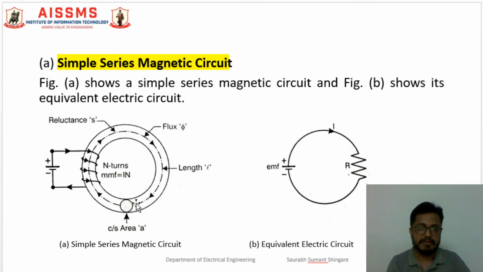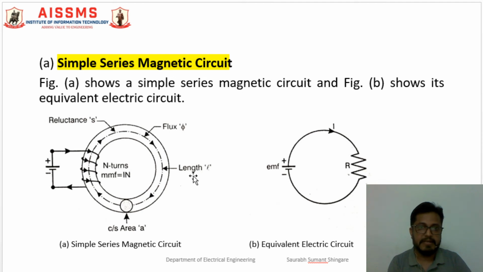In this figure, there is one circular core of magnetic material. A coil is wound around that core and a suitable DC supply or battery is connected to the coil. When we switch on the supply, a current flows through the coil. Due to this, flux is set up in the core. Let this flux be phi.